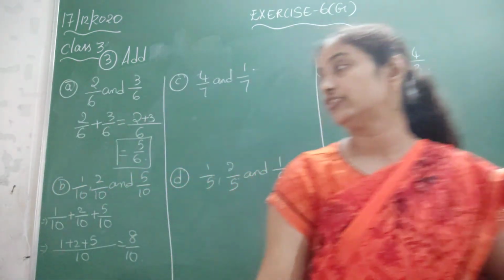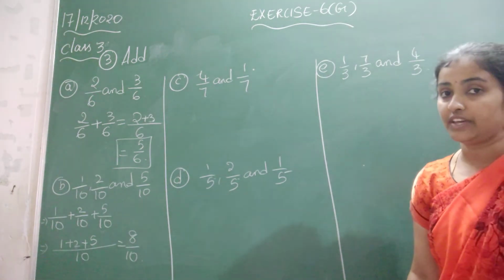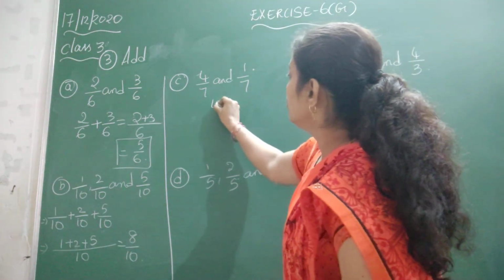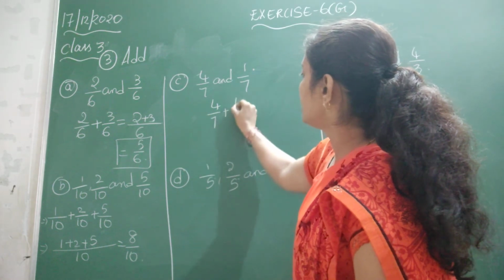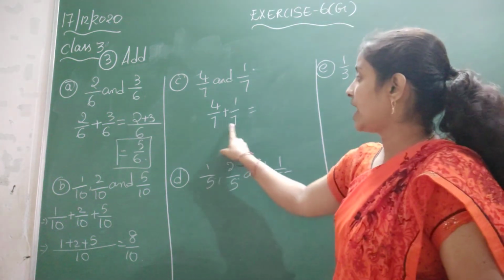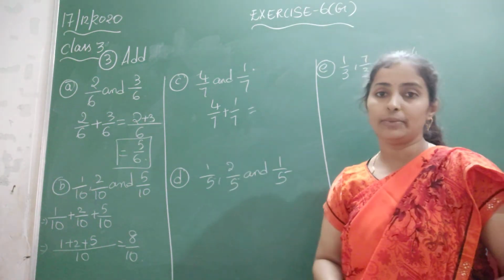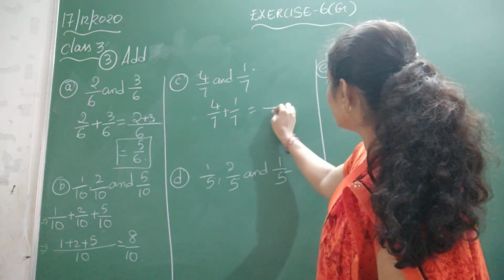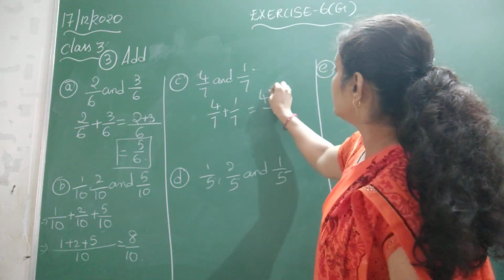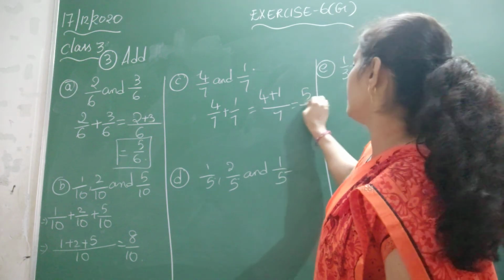Look at the next question. 4 by 7 and 1 by 7. So what you have here? 4 by 7 plus 1 by 7. Add the numbers. You have the same denominator, so take the same value as it is. Then 4 plus 1 is how much? That is 5 by 7.